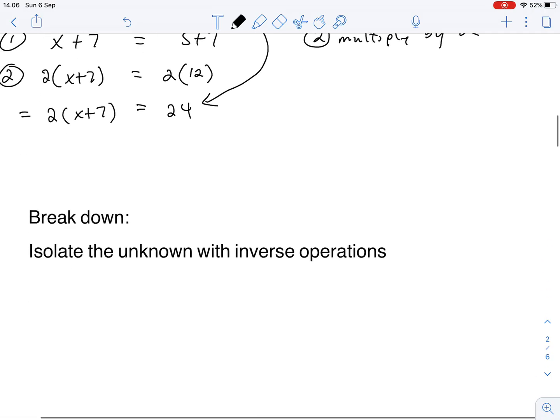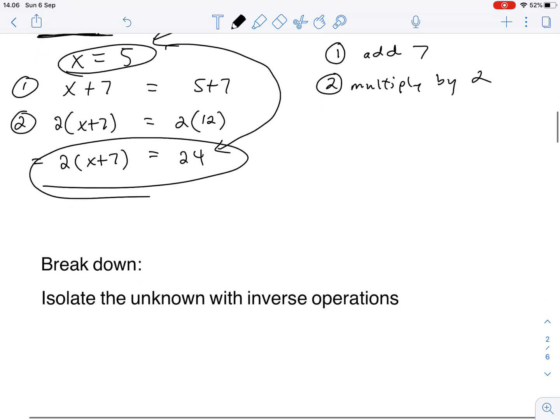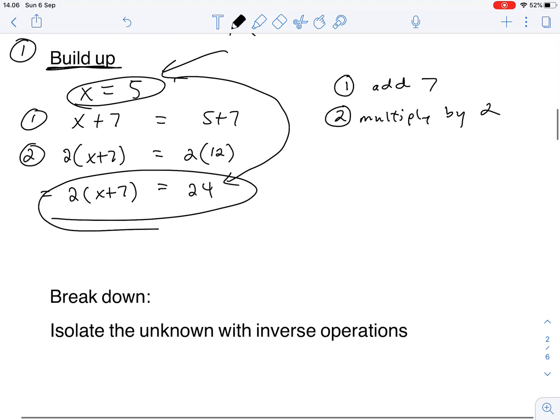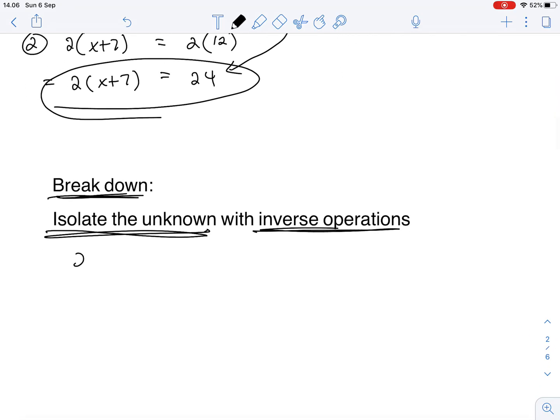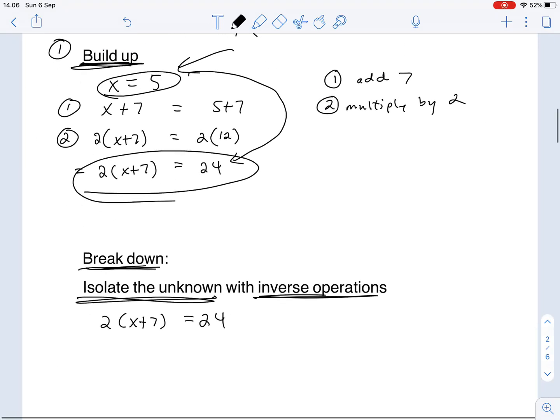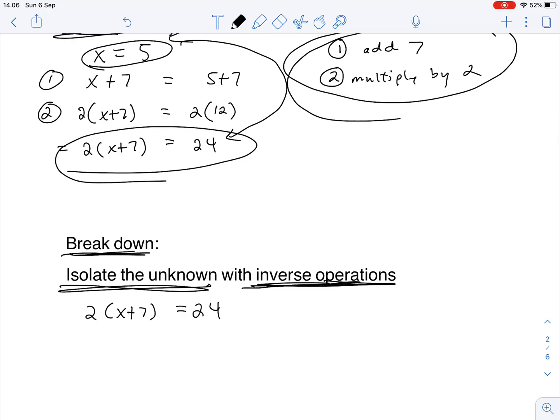Now, let's say that you had this equation right here and you didn't know this part. Instead of building up, we're going to break down, and we're going to break down by isolating the unknown with inverse operations. So here it is: 2 times x plus 7 equals 24. Pay close attention to what happens up here. You're going to go in the inverse operations. Inverse means reverse order and opposite operation.